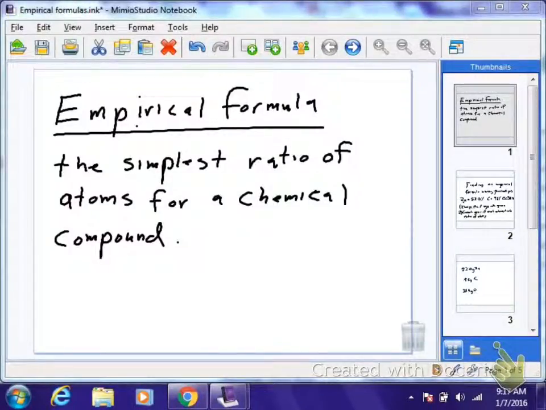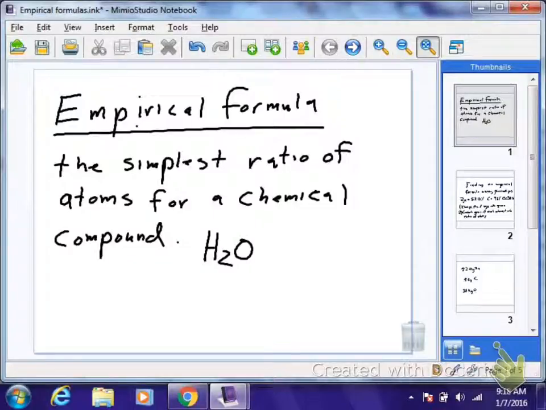Okay, so an empirical formula. It's just the simplest whole number ratios in a chemical formula. I'm going to show you some examples of formulas that represent empirical formulas and some that are not empirical formulas, and then we'll give the empirical formula for it. So let's start out pretty easy here, about as easy as you can get.